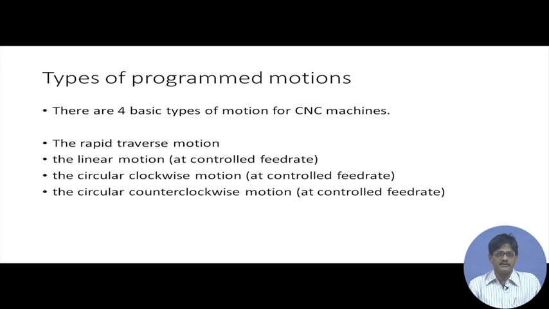The other 2 types of motion are the circular clockwise motion at controlled feed rate. As the statement implies, the motion is going to be in a clockwise direction, naturally in a circular manner, and the feed rate will also be controlled along this path. In the same manner, you can also have counterclockwise circular motion at controlled feed rate. These are the 4 basic motions which will always be available. Apart from these, if some machine has some other specialized motion available, that is a specific case.